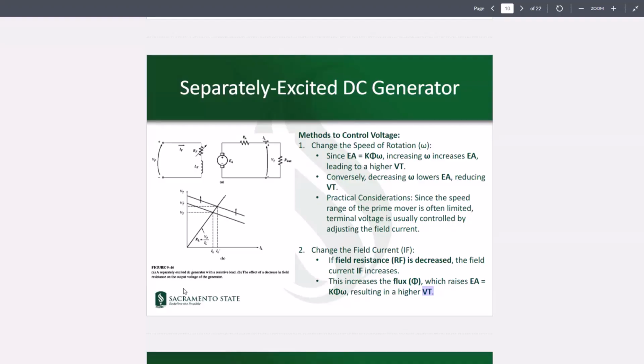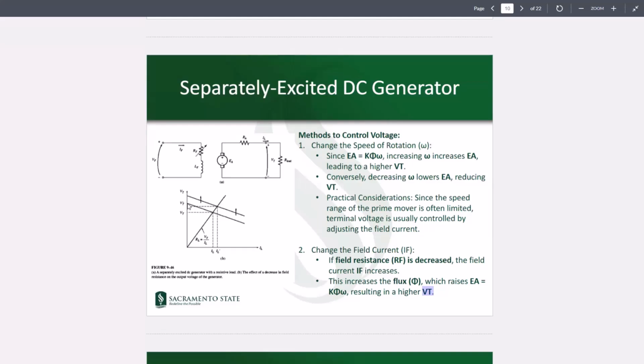So, in fact, if you look at VT versus IL, and VT over IL, that slope would be kind of constant. RL is the load's resistance, which would be VT over IL. You could be at different points on this line. However, the point of intersection would be the point associated with the working region of your generator.